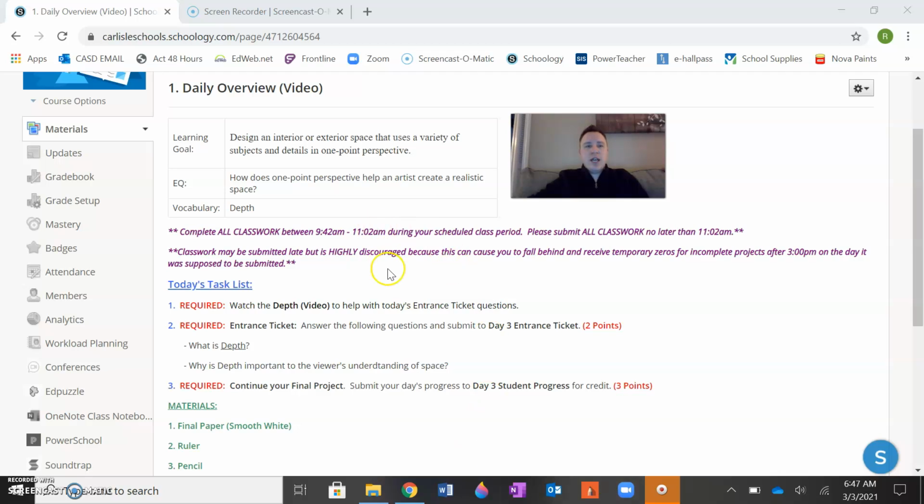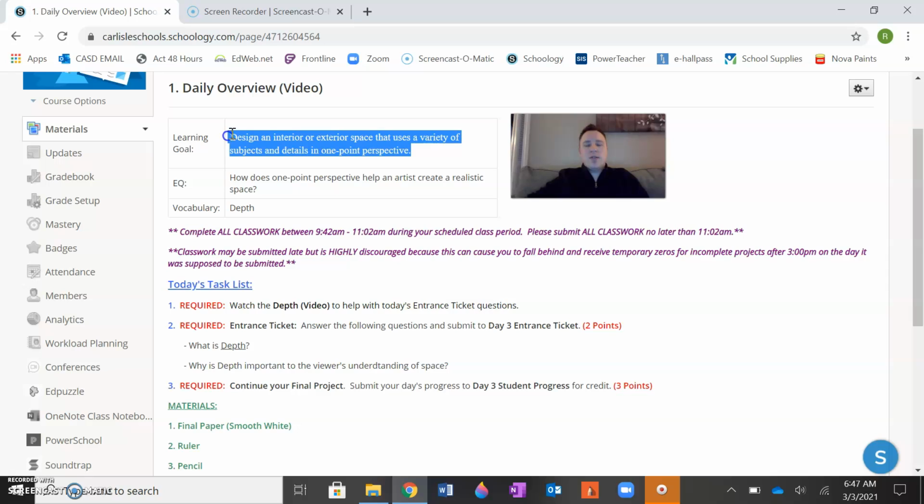So your learning goal for today is to design an interior or exterior space that uses a variety of subjects and details in 1-point perspective. As of yesterday, you should have decided on a specific layout as to whether you wanted to draw an interior space like a room or an exterior space of a single building or a city street. So those are your learning goals.